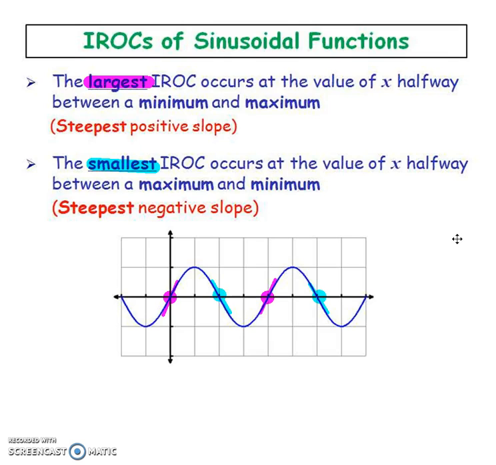Now, the largest IROC, the largest, most positive slope you can have is actually right in between a minimum and maximum right here. Okay, so this is the highest positive, most positive slope you can get. The smallest slope that you can get, the most negative, is actually right here between a maximum and a minimum. Okay, so notice that they'll repeat themselves depending on what the period is, and they'll go on and on forever.